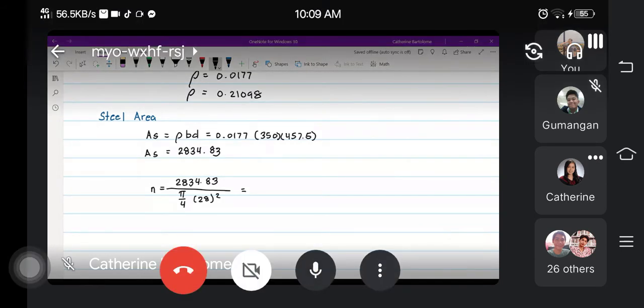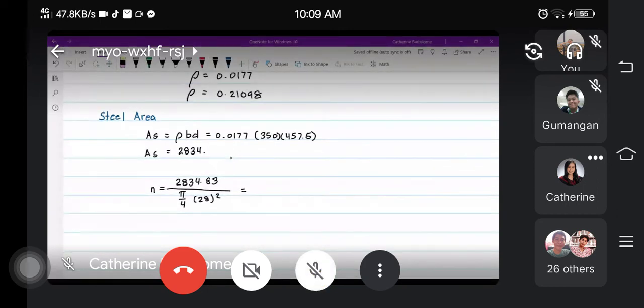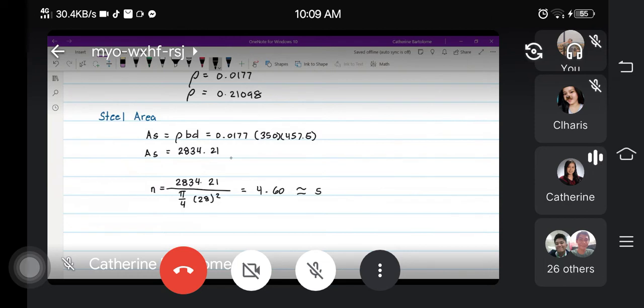Ma'am, di po ba 0.21 yun? 2834.21 po. Okay, so ilan nakuha niya dito? 4.60 po. 4.60. So let's say 5 bars.